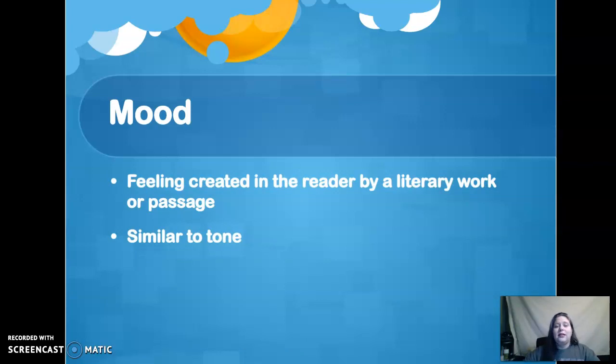Mood, on the other hand, is created in the reader by a literary work's passage. So mood is what the writer wanted you to feel. It's similar to tone, but not exactly the same. Remember, tone is how the writer feels about you or about the subject. Mood is the feeling the writer wants you to feel. Does what he's writing about make you feel sad or angry, or happy? Does it make you feel joyful, like things are about to wake up?